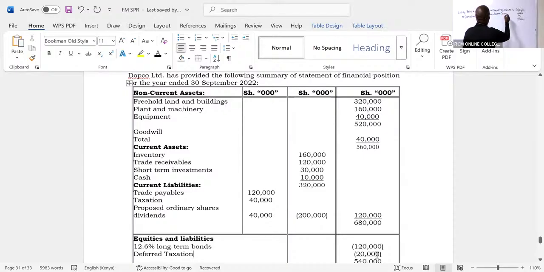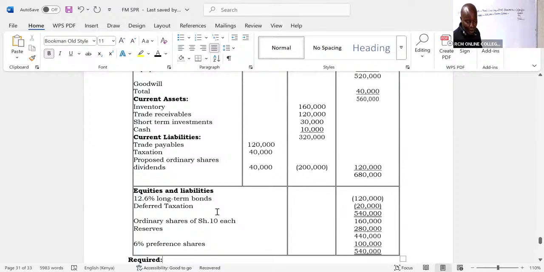20,000. And then do we have any preference share capital? Oh, yes, we do. If there is, then we shall always deduct it. You can see we have 6% preference shares, 100,000. So minus 100,000. Do we have any intangible assets amongst our non-current assets?